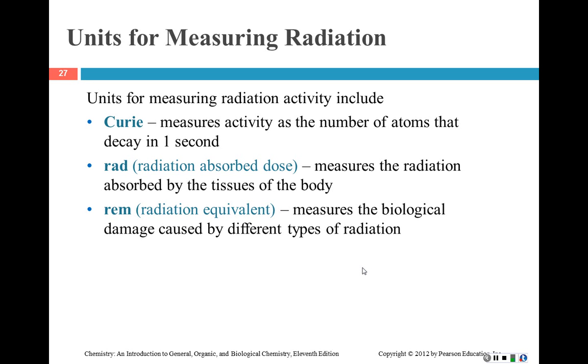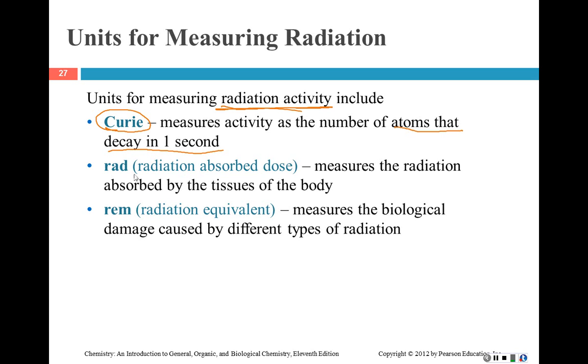So there are units for measuring radiation. There is the Curie, and if you recall me talking about Marie Curie, it's named after her. It measures the activity as the number of atoms that decay in 1 second. How many atoms decay in 1 second? So what we're doing is we're measuring activity.